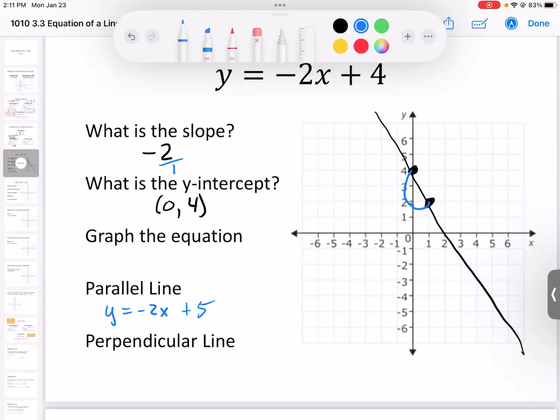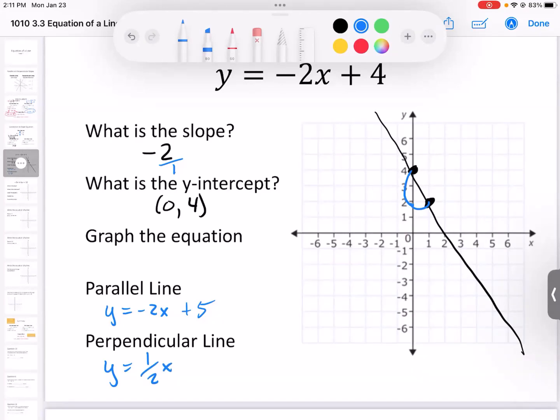And then a perpendicular line would be the same idea. You would do y equals, instead of having the same slope, you'd have the opposite reciprocal slope. So you do like 1/2 x and then whatever y-intercept you wanted to do. Do you guys have any questions on that?